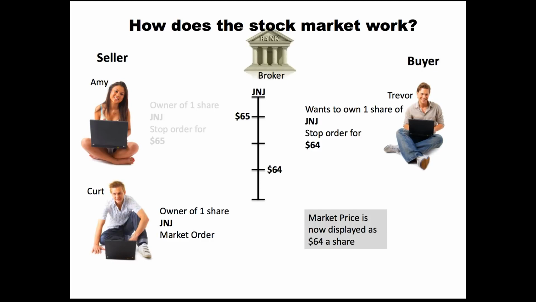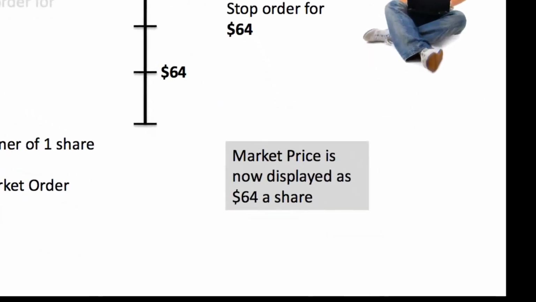And so that buyer that was out there was met up with Kurt, because Kurt didn't care what price he could sell it for. He just said, I'll sell it for anybody out there that's willing to buy it, and Trevor happened to be that person. So the market price now, if we were going to go pull up Johnson & Johnson and this was the only trade that happened for the day, the market price would now be displayed as $64 a share.